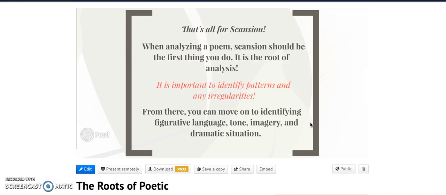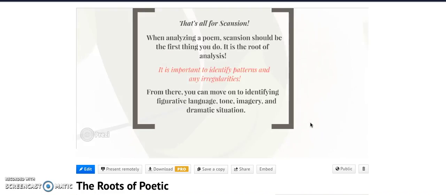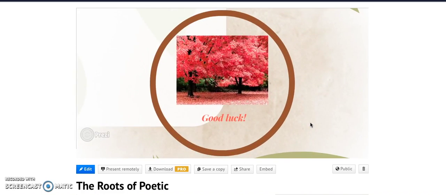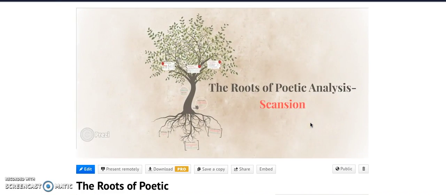Things such as figurative language, tone, imagery, and dramatic situation are topics that the teacher expressed students should be familiar with at this point. So one, we didn't feel a need to include them in this presentation. But two, I think this completes the thought process: here is a toolbox that students can use, pulling out these tools to make poetry easier to comprehend. And here's a wrap up slide, and that is the Prezi.